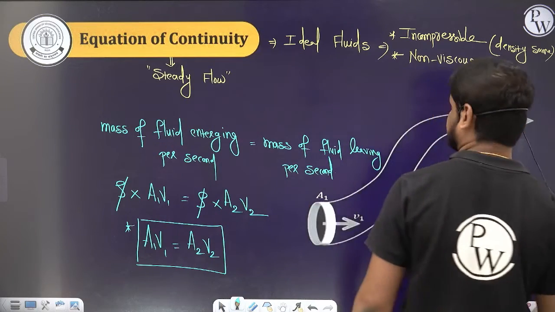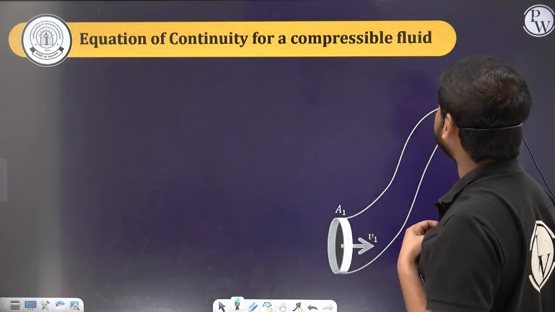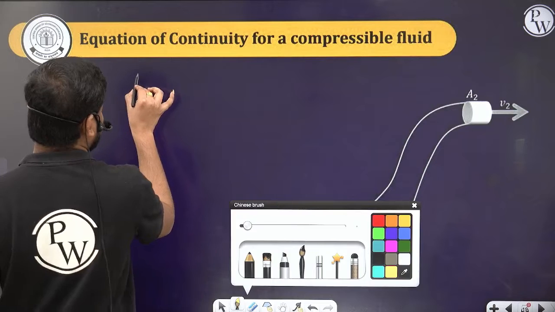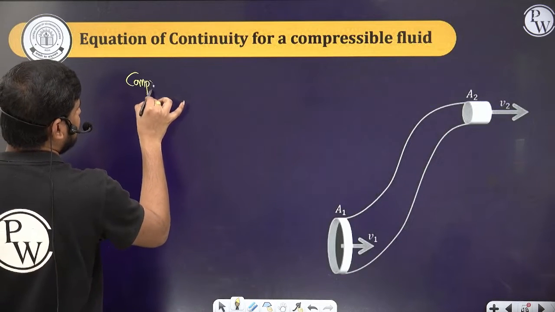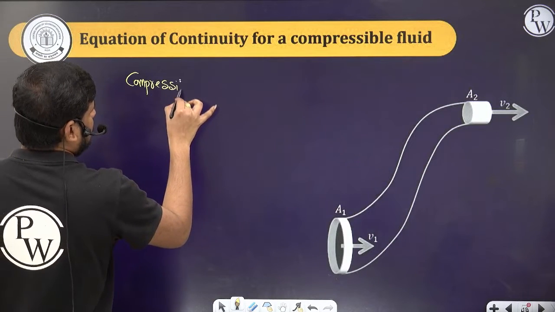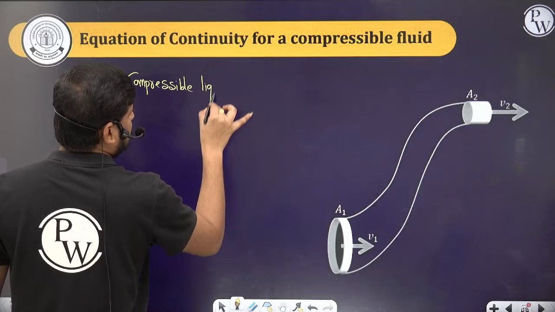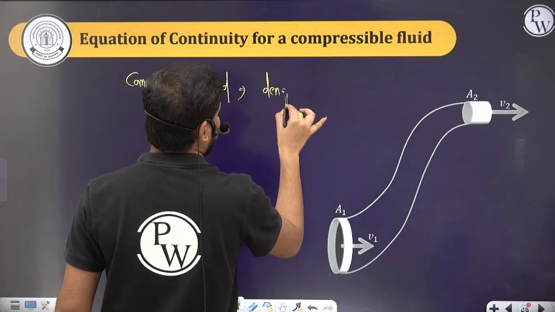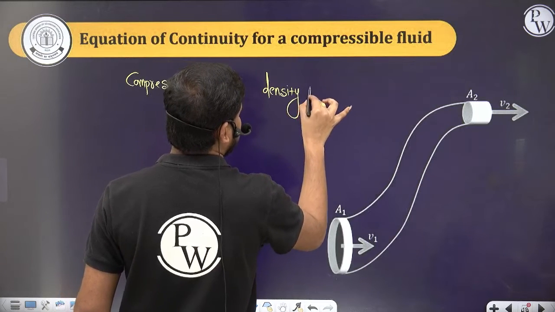Done. Now the equation of continuity for a compressible liquid. Compressible liquid means the density is varying. If it is a compressible liquid, the density is not the same.